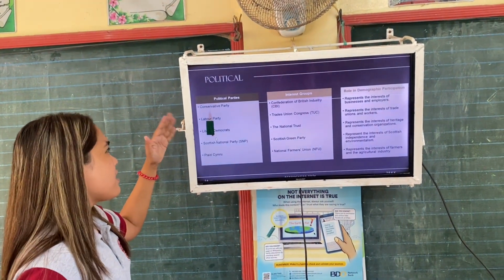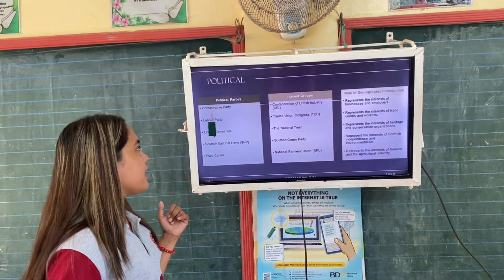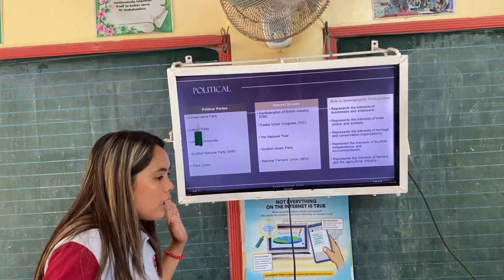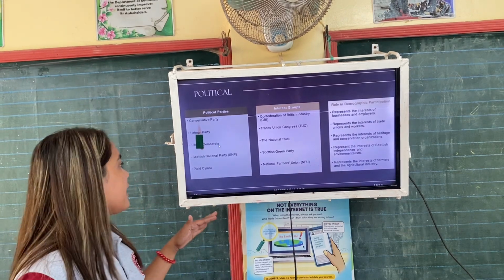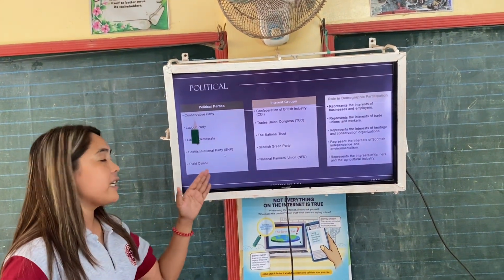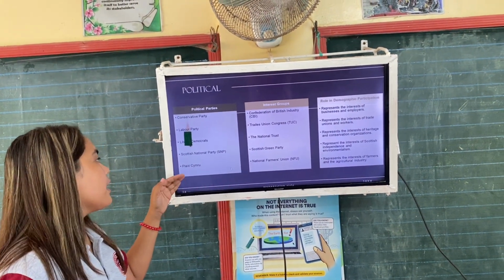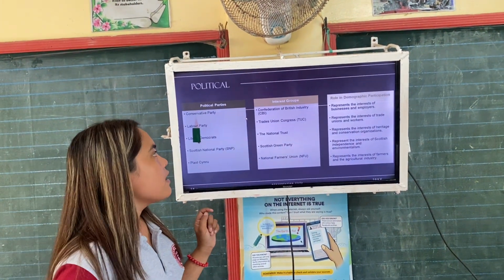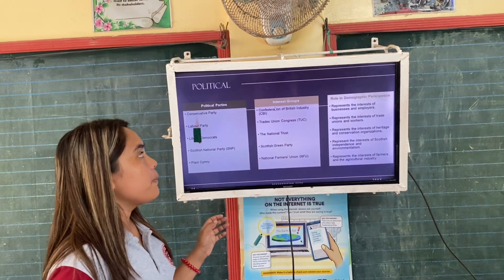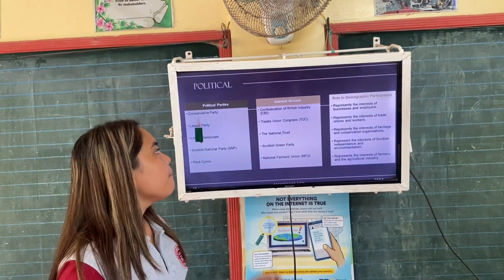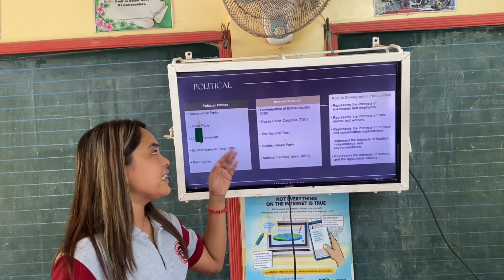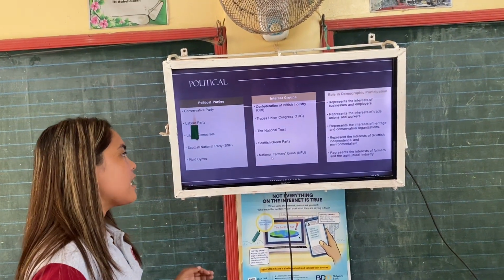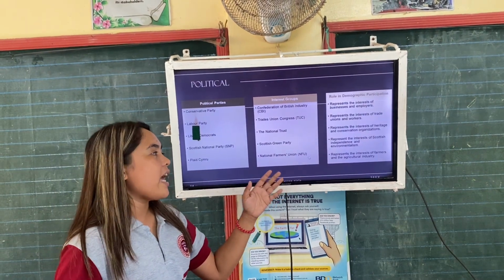So these are some of the political parties of the United Kingdom: Conservative Party, Labour Party, Liberal Democrats, Scottish National Party or the SNP, and the Plaid Cymru. And then these are their interest groups, including Confederation of British Industry or the CBI, Trades Union Congress or the TUC, the National Trust, Scottish Green Party, and the National Farmers Union or the NFU.